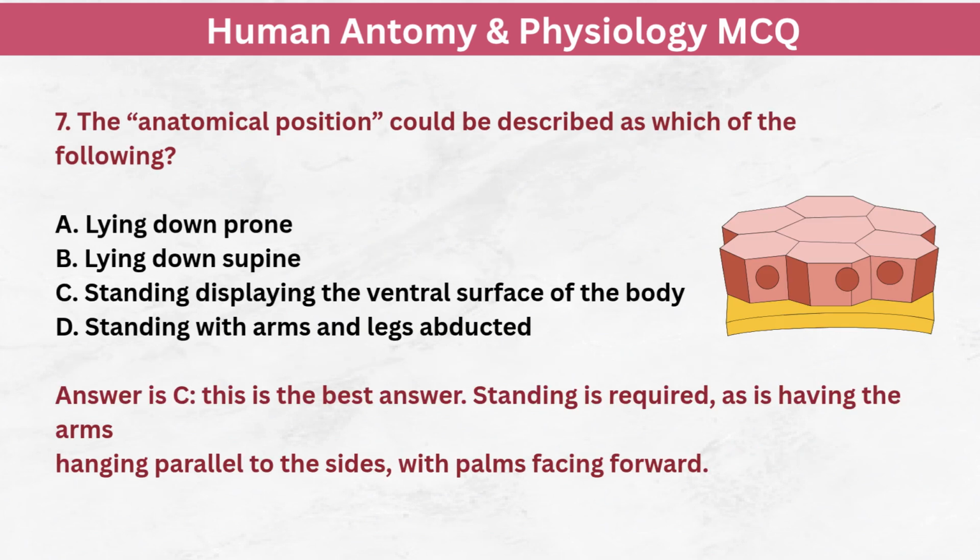7. The anatomical position could be described as which of the following? A. Lying down prone. B. Lying down supine. C. Standing, displaying the ventral surface of the body. D. Standing with arms and legs abducted. Answer is C. This is the best answer. Standing is required, as is having the arms hanging parallel to the sides, with palms facing forward.